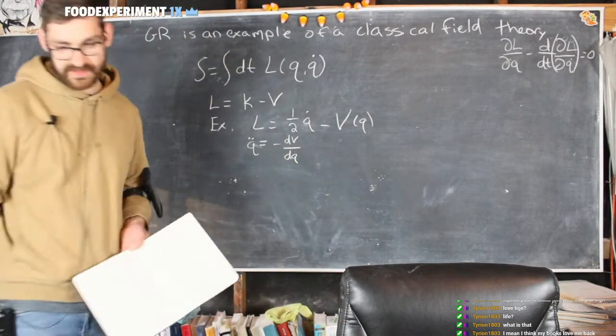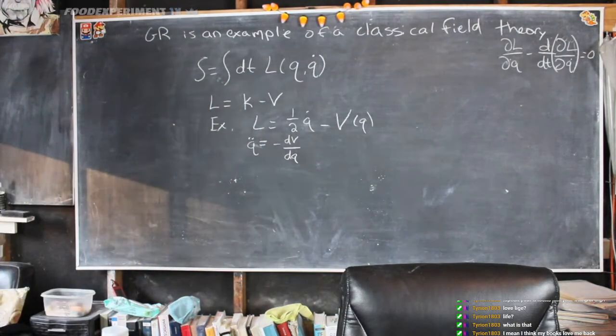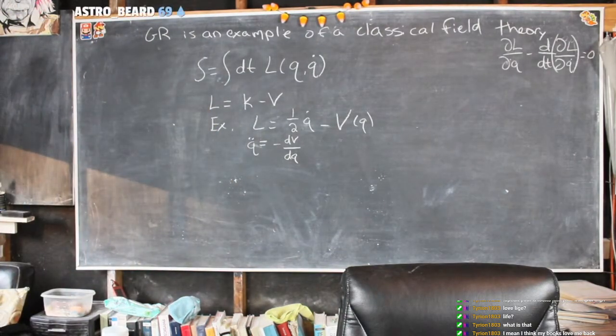Okay, so here we have the second derivative with respect to time is equal to negative dV/dQ.